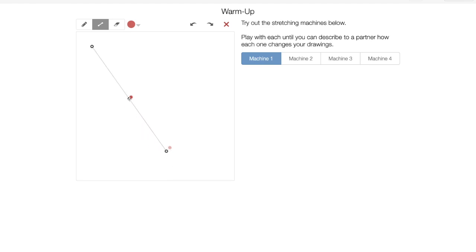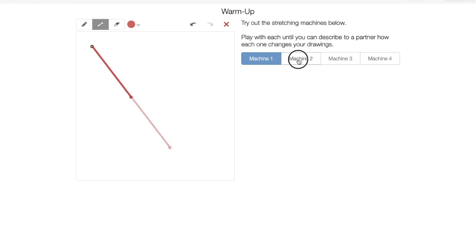So in machine 1, we can see that the scale factor here is 2, and I'm just going to draw some lines here to remind us why we can see the scale factor as being 2. As you can see, if we consider the distance from the center of dilation to the pre-image, this dark distance as a whole, then the distance from the center of dilation to the image is twice as much as that whole distance. That's why the scale factor here is 2.